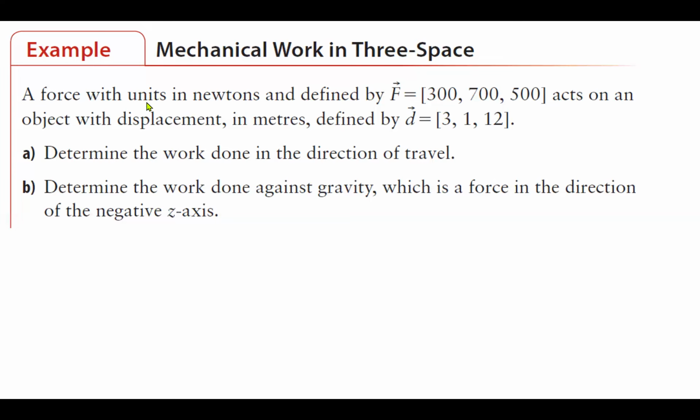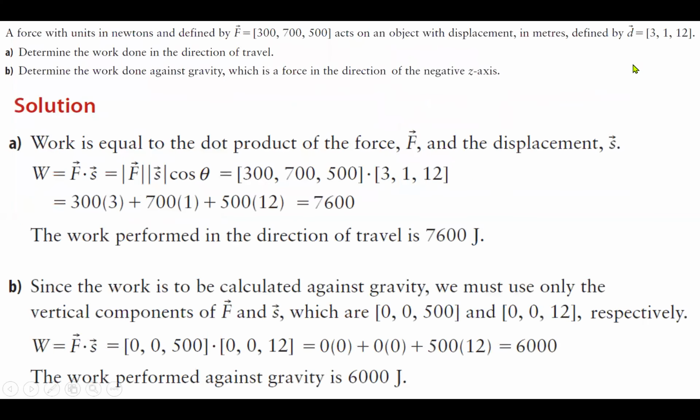Okay, now let's have a look at the solution together. Remember, in the two-dimensional space, the work done by a force is given by W equals the dot product of the force F times the displacement S, which is given by its magnitude F times the magnitude of S times cosine theta. Theta is the angle between F and S. So this is also applicable in the three-dimensional space.